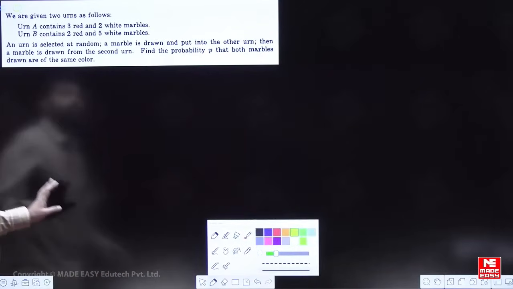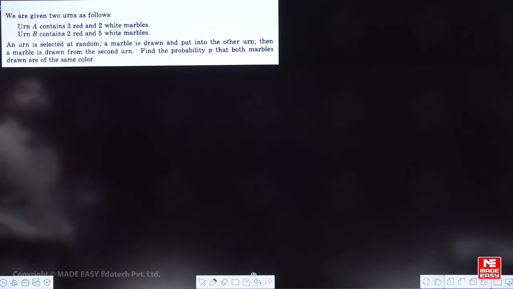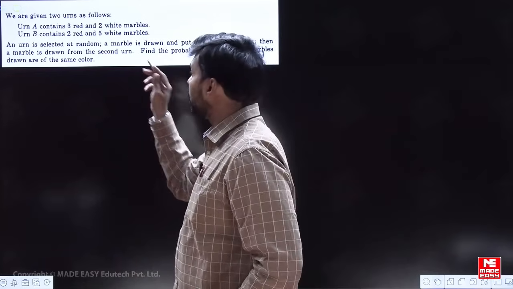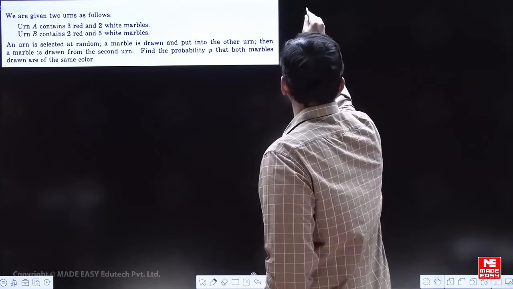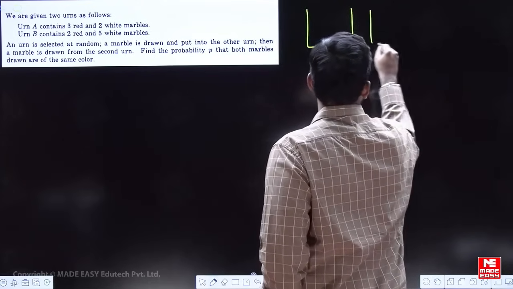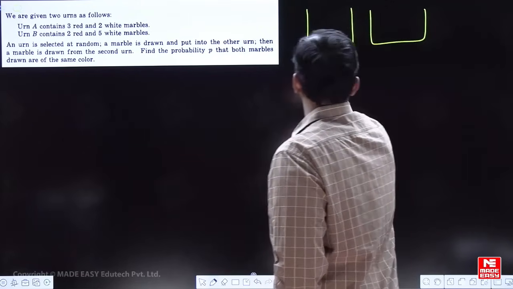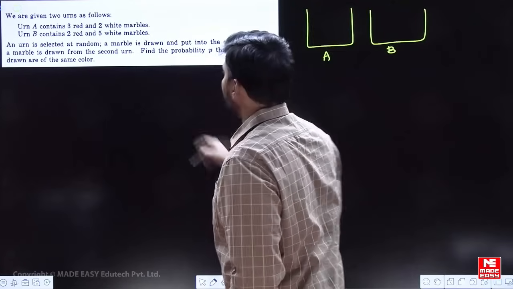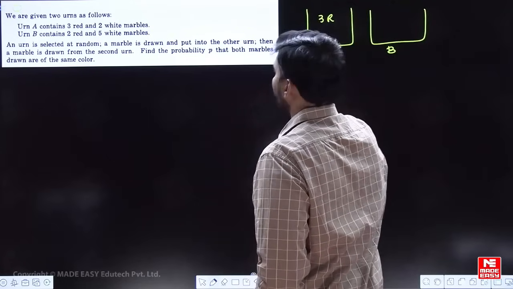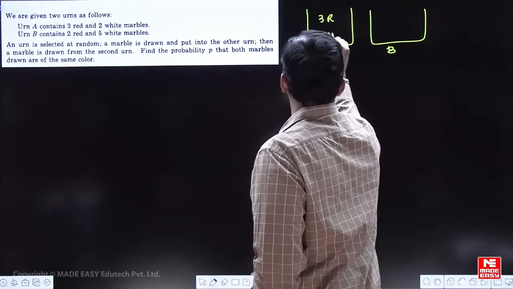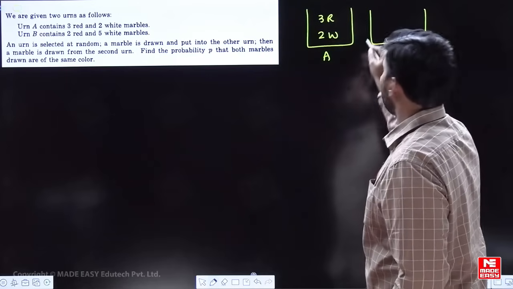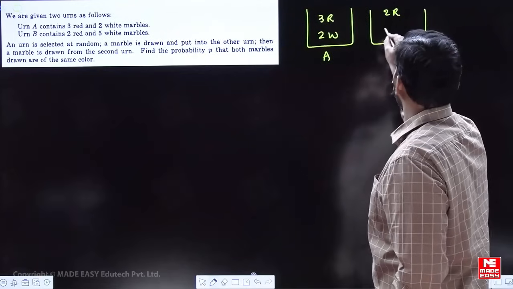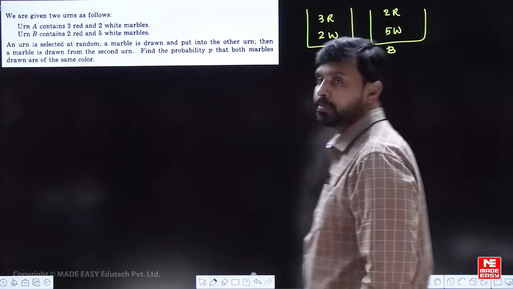अब ये point क्या है? ये कैसे करना है? So now this question is that we are given two urns. So right, we have two urns beta. तो एक है, see these are the two urns. Suppose this is A and this is B. So urn A contains three red marbles and two white marbles. Urn B contains 2 red marbles and 5 white marbles beta. Okay?